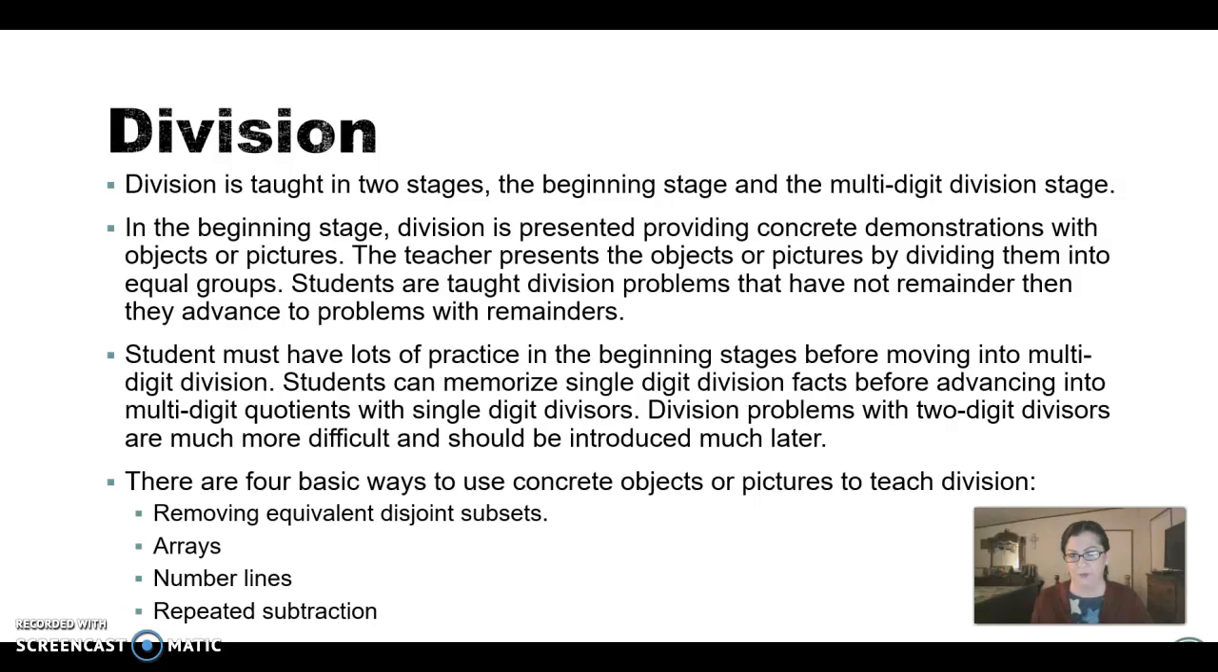And similar to multiplication, there are 4 basic ways to use concrete objects or pictures to teach division, and that's by removing equivalent disjoint subsets, arrays, number lines, and for division you use repeated subtraction.